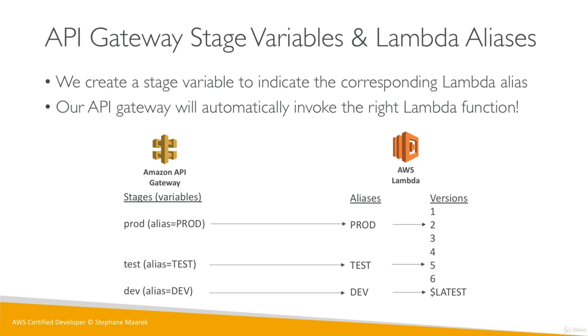So it is a very common exam question around the use cases of stage variables. Just understand they're like environment variables, and environment variables can change the code behavior. Stage variables can change what the API Gateway does or points to.